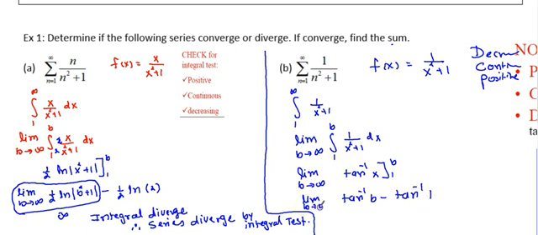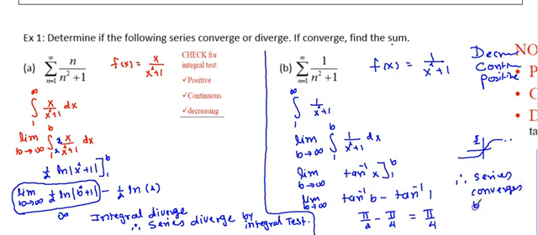Limit as b approaches infinity. If you recall, the tangent inverse graph looks like this, and as b approaches infinity, this is pi over 2, and tangent inverse 1 is pi over 4. So pi over 2 minus pi over 4 is equal to pi over 4. Therefore, the series converges by the integral test. So this is another reason the tangent inverse function is always important, and you must know the end behavior of tangent inverse.